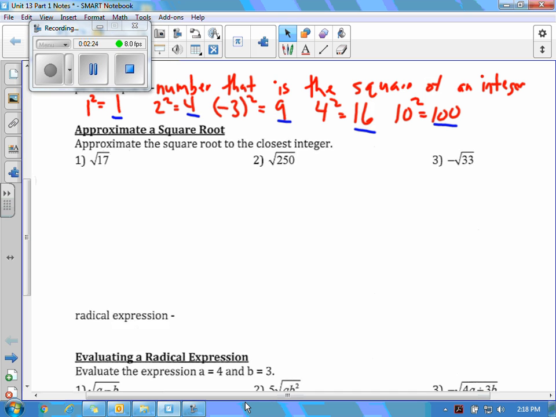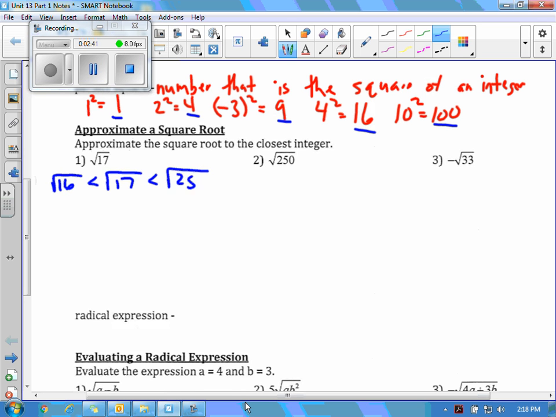So we have the square root of 17. 17 is not a perfect square, but we want the perfect square that's closest to it just below it, and the perfect square that's closest to it just above it. So the closest perfect square below it is 16, and the closest perfect square above it is 25. So we say that the square root of 16 is less than the square root of 17, which is less than the square root of 25, which is all true statements.